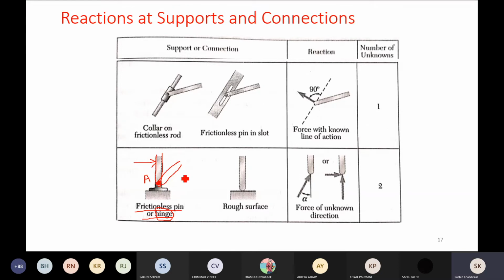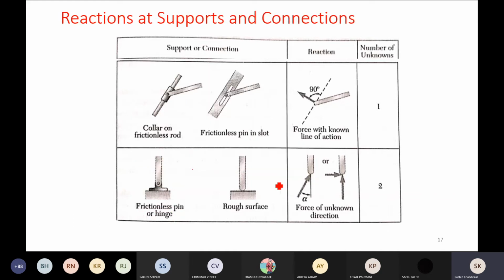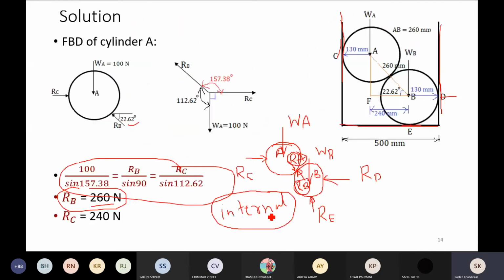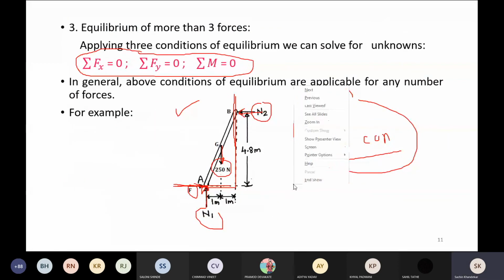It can rotate just like a door. If I apply a force to the door, then what happens? The door revolves about the hinge. So this is a frictionless pin or a hinge. So at the frictionless pin or the hinge, what happens here? This is very similar to the rough surface as what we discussed in the case of ladder friction, yeah, the ladder friction case.